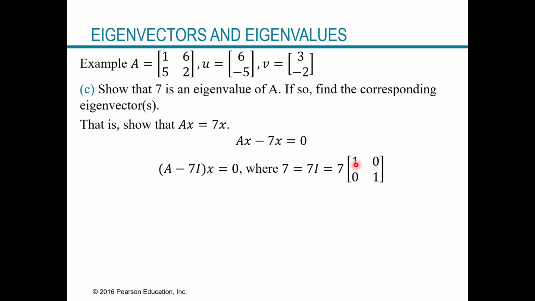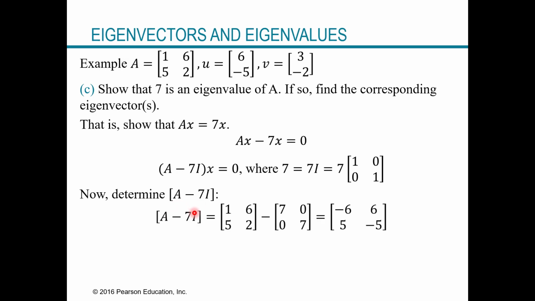which here's our 2 by 2 identity. And we are choosing a 2 by 2 because A was size 2 by 2. All right, so now we want to write this as a matrix. And so A minus 7I, here's A. Here's 7 times the identity matrix. And so A minus 7I is really just this 2 by 2 with these entries.